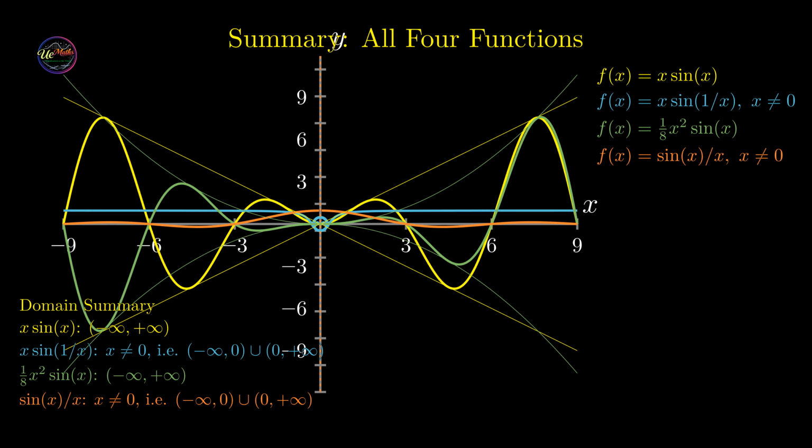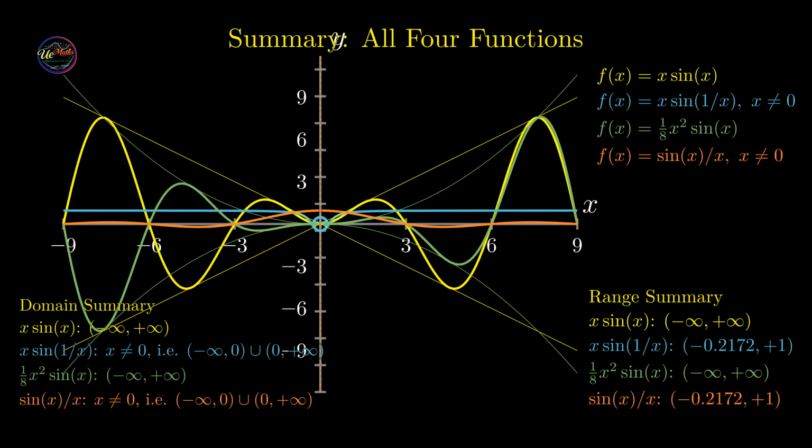f of x equals 1 over 8 times x squared times sine of x has domain all real numbers, because both 1 by 8 multiplied by x squared and sine of x are defined everywhere. f of x equals sine of x divided by x has domain all real numbers except x equals 0. Because the denominator x equals 0 is not allowed.